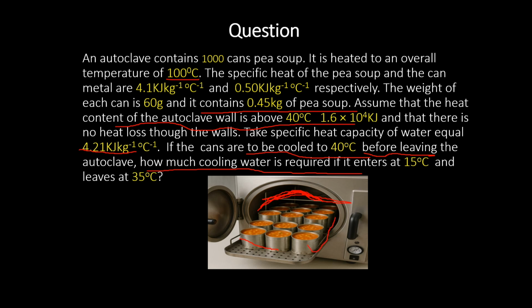Water will have to enter this autoclave, and as water enters here, the can will begin to cool, and the pea soup will begin to cool, and the heat content of the autoclave wall will be cooled as well. So water here will be doing three major works. The first thing is water will begin to cool the autoclave wall. Water will begin to cool the cans, and it will also cool the pea soup. That is, water will absorb the heat from the autoclave wall. It will absorb the heat from the cans, and it will also absorb the heat from the pea soup.